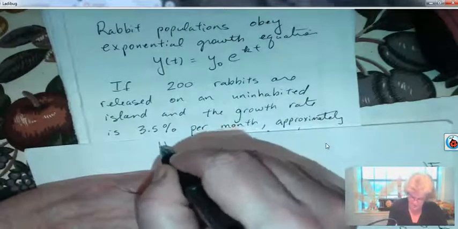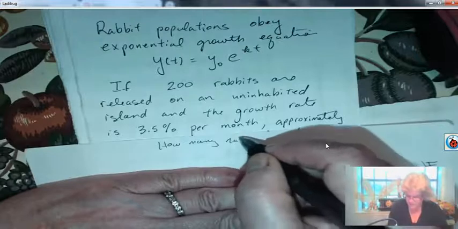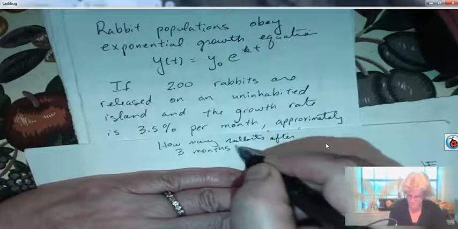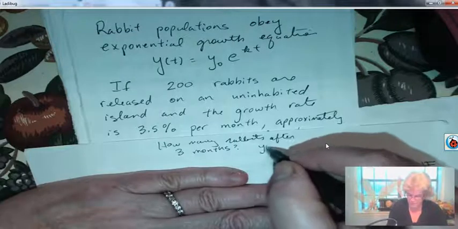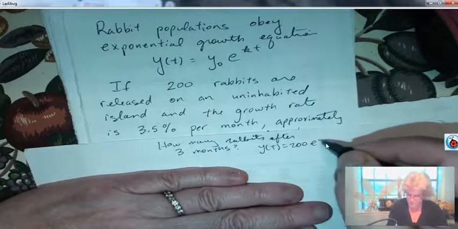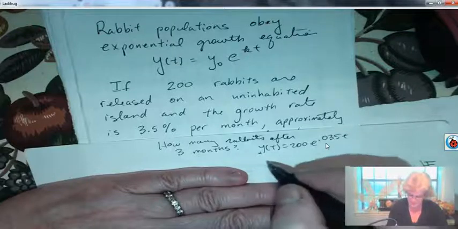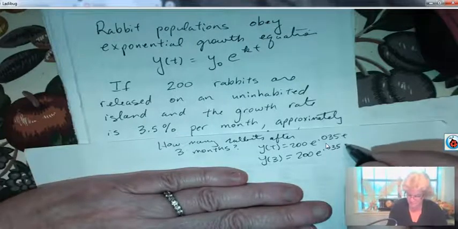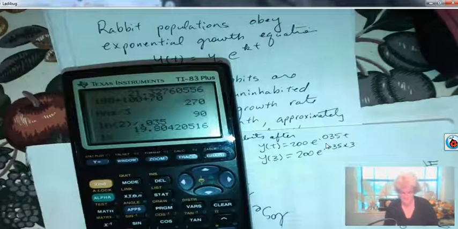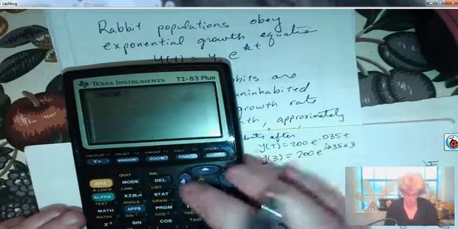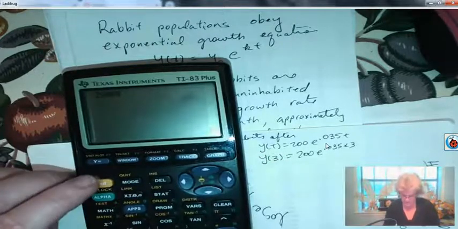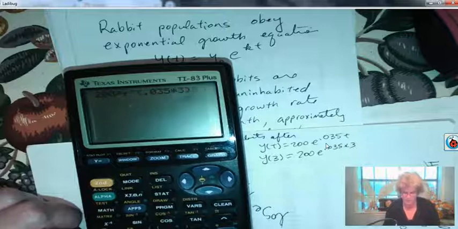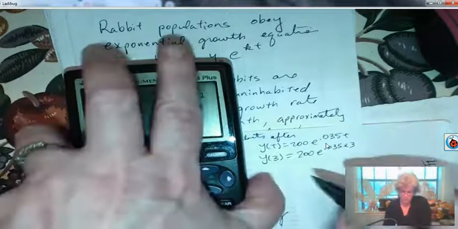Another question is, how many rabbits after 3 months? Well, that's your t. And so if we start with 200 and the growth rate is 3.5%, then I just solve this for y of 3. And that is the easiest of all to do. I just put that straight into my calculator. So I do 200, then times second ln e to the power of 0.035 times 3, close parentheses. So about 222.